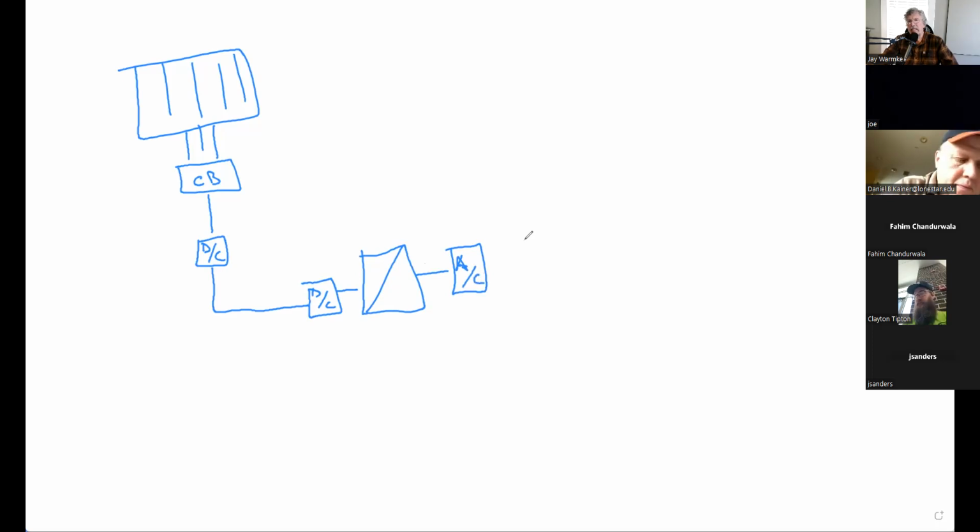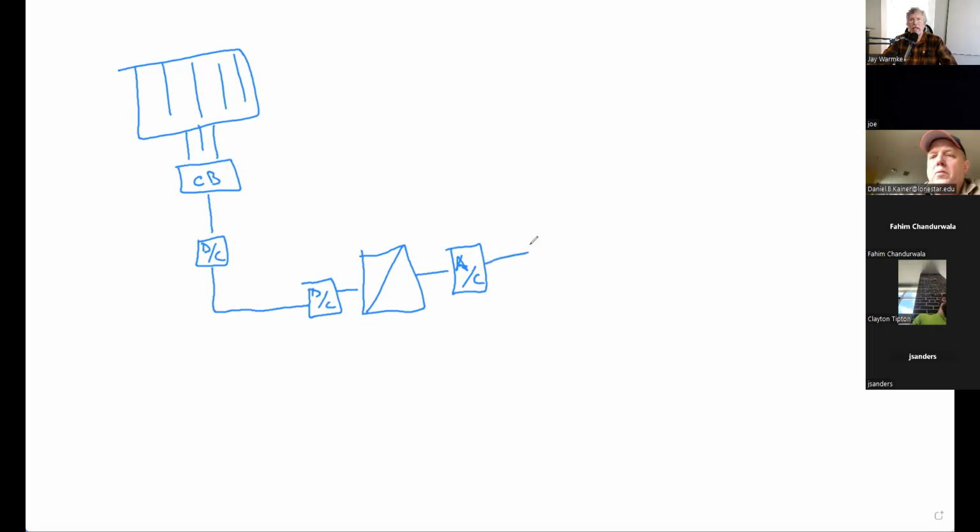And that AC disconnect has to be located within 10 feet of the electric meter, typically the point of connection, you know, the interconnection point. Usually that's going to be the electric meter. And it has to be clearly marked. It has to be externally operable, so that people can turn it off.